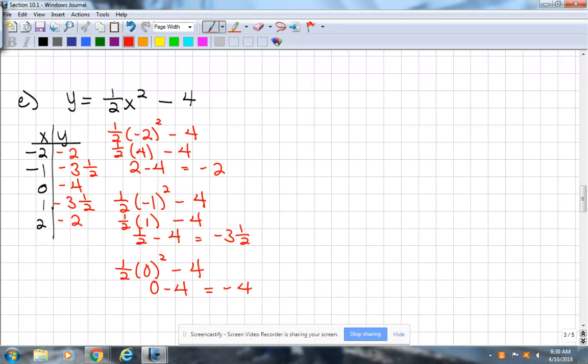So there's my 3 points. Or my 5 points. I don't know why I said 3. I worked 3 of them. These are all negative y values, so we're going to go below the x-axis here. Left 2 down 2. Left 1 down 3.5. 0, -4, and then they repeat. Graphing the last 2 are easy because they're just repeating the space. You're just looking straight across from where you already have a point.